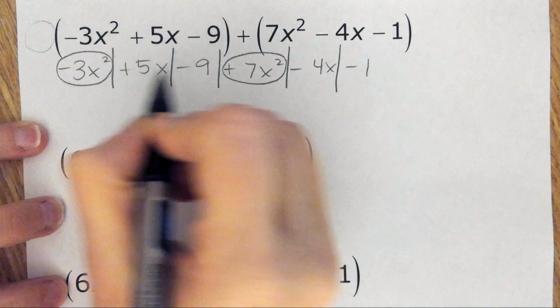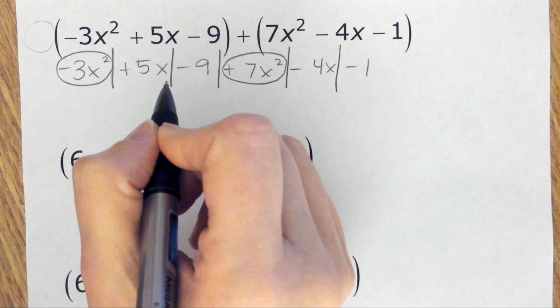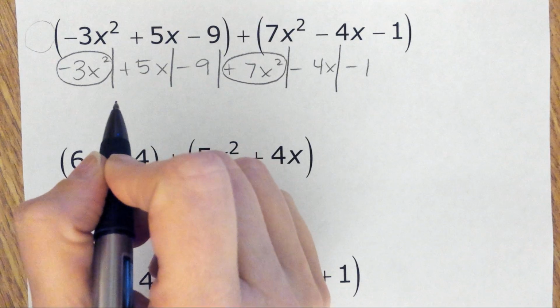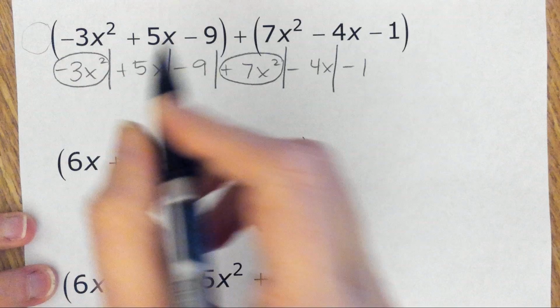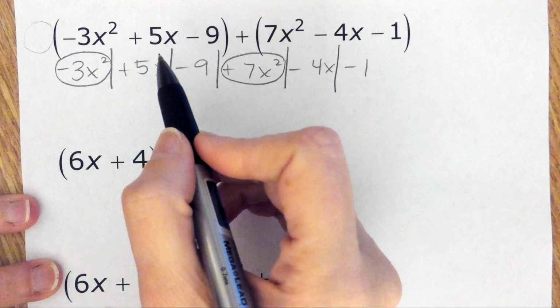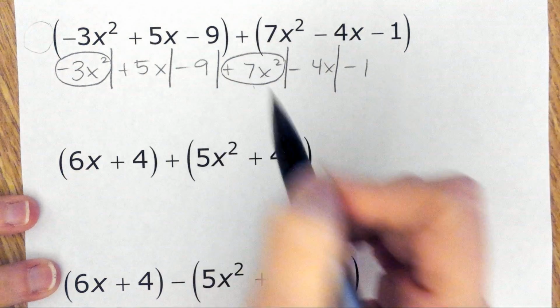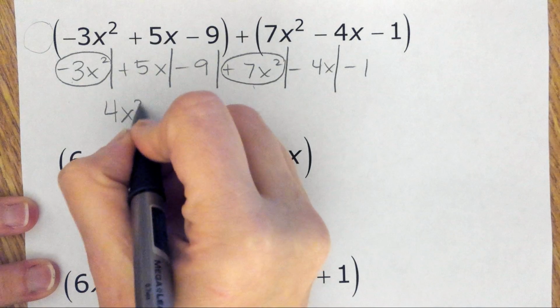And when I combine them, so when I'm adding or subtracting, I don't mess with the exponents. I've seen a lot of people asking, well, should it be 4x to the 4th? No, because I don't mess with the exponents unless I'm multiplying and dividing, which we haven't gotten to yet. When I'm adding or subtracting, all I do is combine the coefficients. So negative 3 plus 7 means I've got 4x squared.